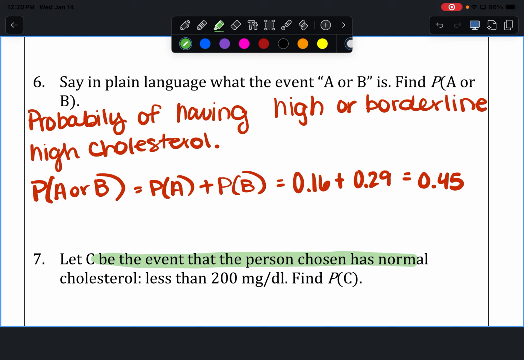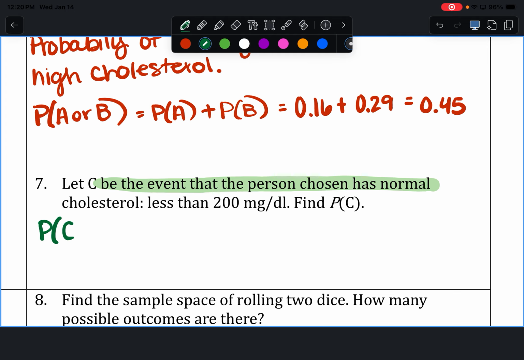All right, so 7 says, let C be the event that a person has normal cholesterol, okay? So if their cholesterol is normal, what does that mean it's not? A or B. It's not going to be A or B, right? It's not going to be borderline or high. So to find this, we're just going to do the probability of C is equal to 1 minus the probability that it's not C, right? And luckily, what did we just find? So we can do 1 minus 0.45, which gives us what? Which means what?